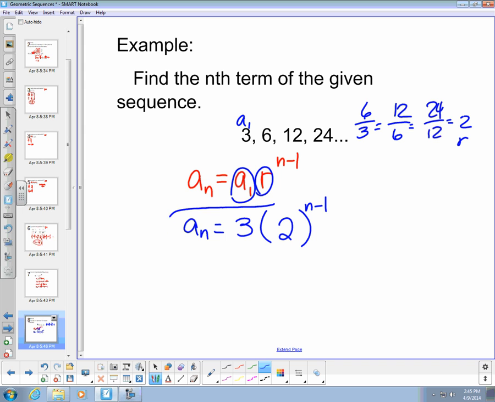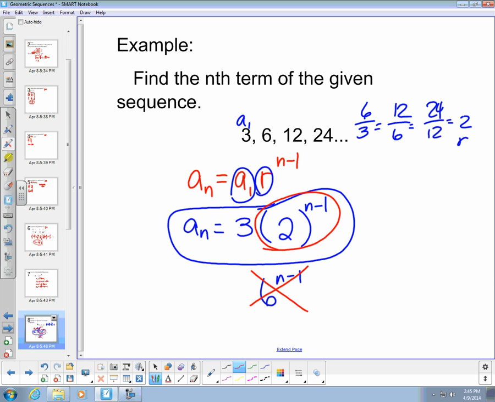Now here's a common mistake that happens every year. A lot of people like to write that as 6 to the n minus 1. That is not correct. Think about your order of operations. Exponents get done before the multiplication. So you can't say 3 times 2 and then raise it to the power. You have to do 2 to the power first, then times 3. So you're going to have to leave it in this form: 3 times 2 to the n minus 1.